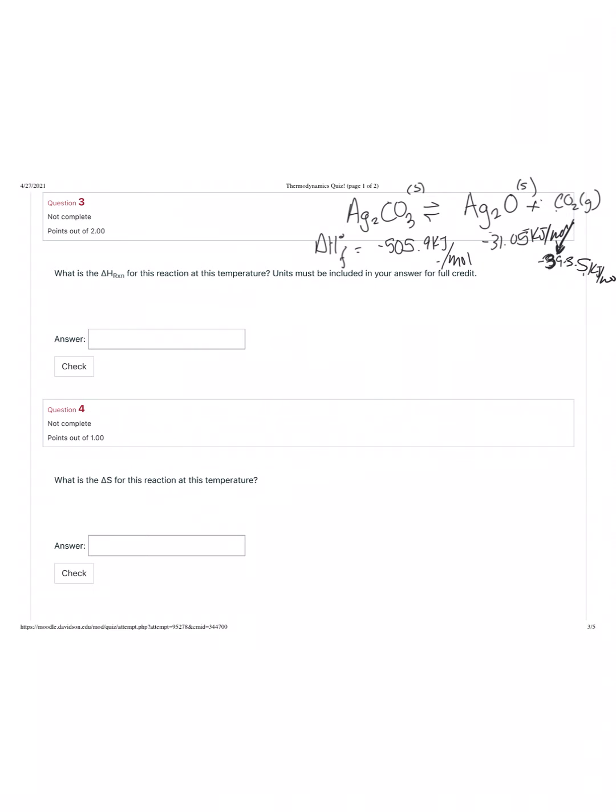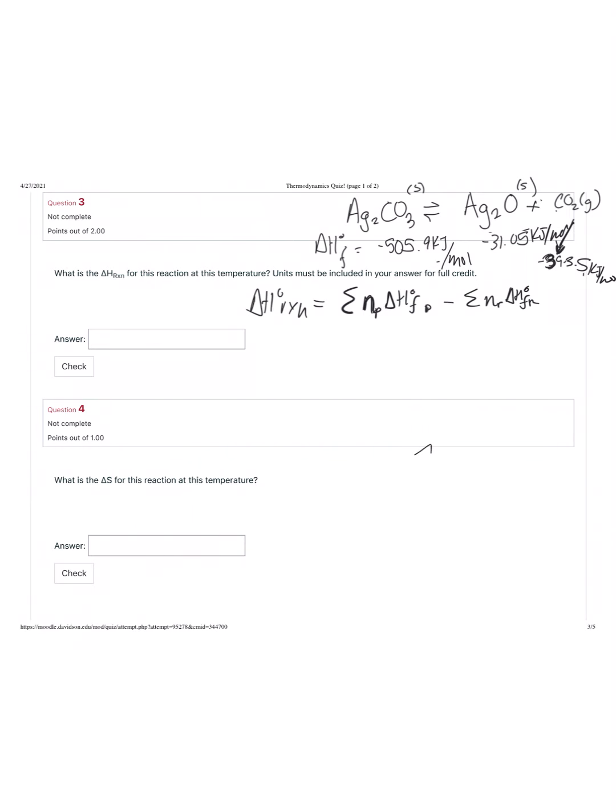Alrighty, so the way we would set this up is, our delta H of reaction is equal to the sum of the number of moles of our products times the delta H of formation for the products, minus the sum of our moles of reactants times the delta H of formation for the reactants. Now, there's some confusion about what this calculation looks like. So I'm going to go ahead and write it out, okay?